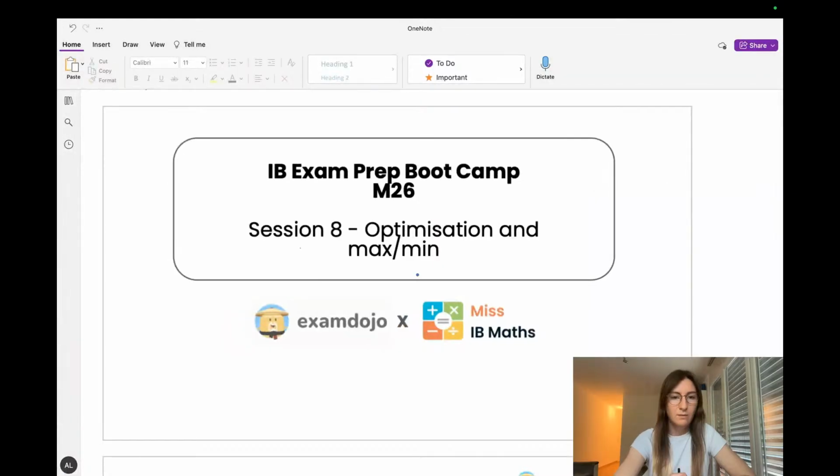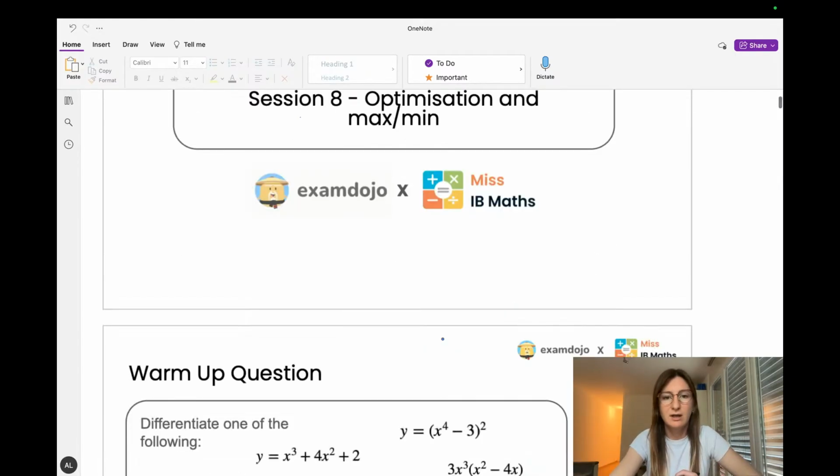All right, and now hopefully you can see my screen that says session 8, optimization and maximums and minimums. So we are going to be starting with a warm-up question. I'll put it on the screen now in case you want to start it.